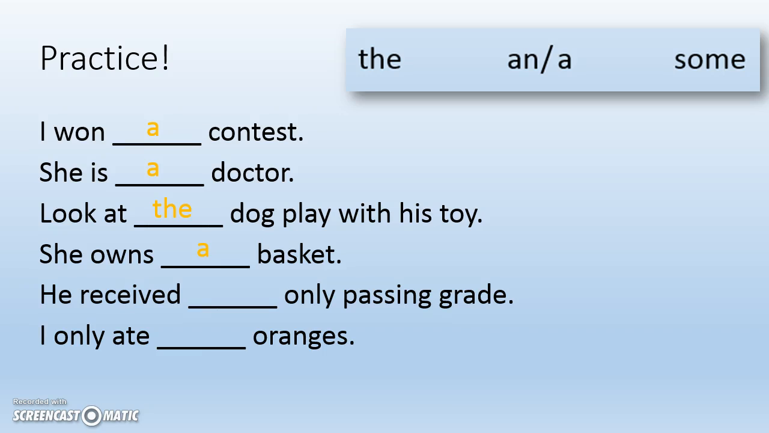In this example, we know that he received this specific grade, so we must use the only passing grade because we know to what the author is referring to. He received the only passing grade. The final example is I only ate blank oranges. For this one, we have to figure out whether or not it's specific or general. I only ate blank oranges.